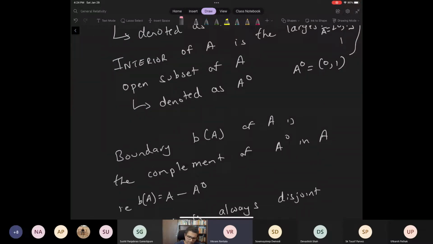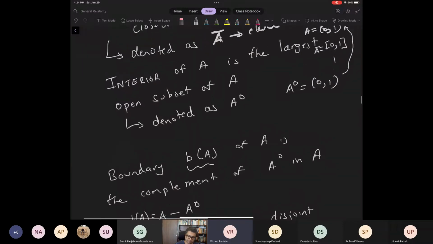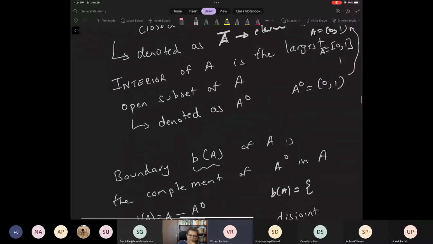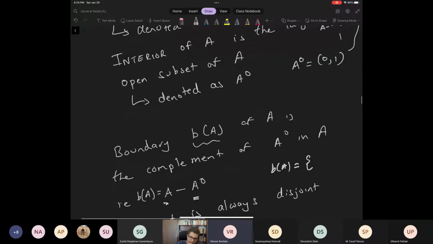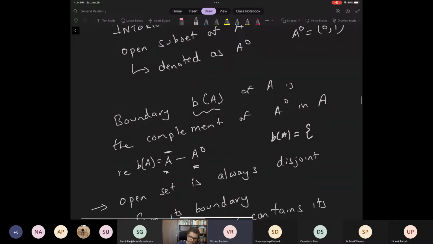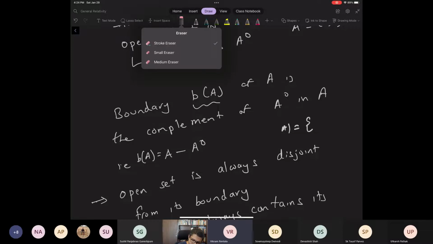So the boundary of A is defined as the closure of A minus its interior. In other words, in this example, the boundary of A would just be what? Sorry, the boundary of A is the closure of A minus the interior points. Wait, did I get that right? No, sorry. I made a mistake. The boundary of A is indeed defined the way I've written it.